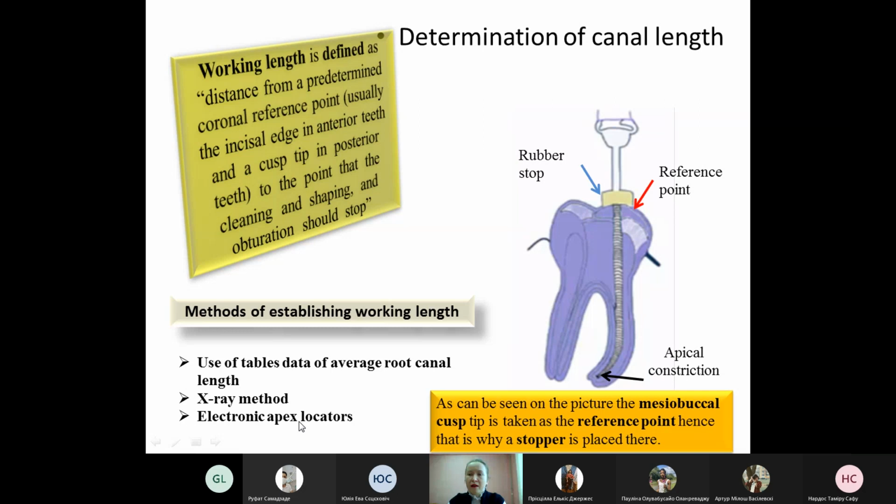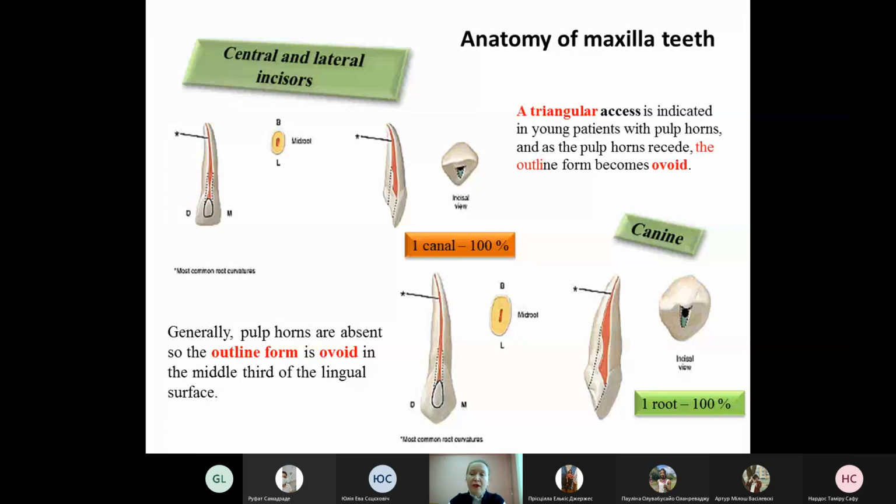Right now we are on the anatomy of teeth, starting with the anatomy of maxillary teeth: central and lateral incisors. Why are we here? Because the anatomy of the teeth plays a great role in establishing appropriate access to the root canal orifices. That's why knowledge of anatomical shape is essential for dentists.